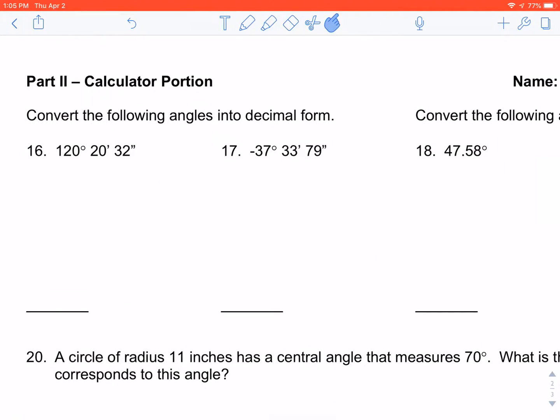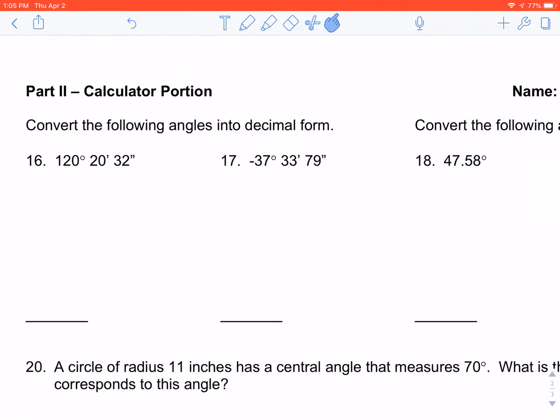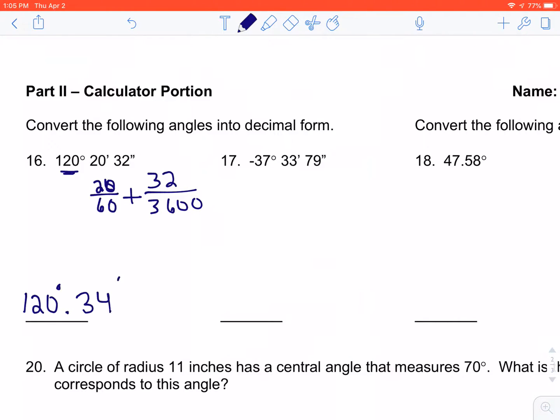Okay, the back. In order to get the answers, there were a couple of problems with writing the correct decimal places, so you want to be careful. We know it's 120 degrees, so I don't have to worry about that. This is 20 minutes out of 60 and 32 seconds out of 3600. If I round to 2 places, that's going to be 0.4.